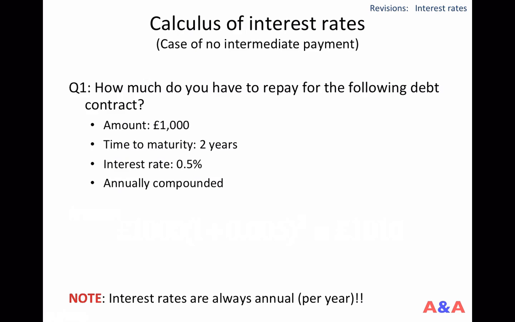This is a convention in finance. All interest rates should be expressed as an annual rate. Okay? So 0.5% per year. And it's annual compounding. If you don't know the word annual compounding, don't worry about it. All we will see today is just annual compounding. Okay? Maybe in the future I'll explain what compounding is. So what is the amount you must repay in 2 years?